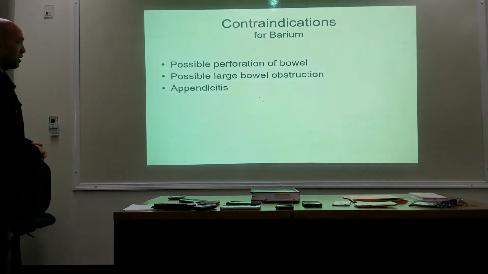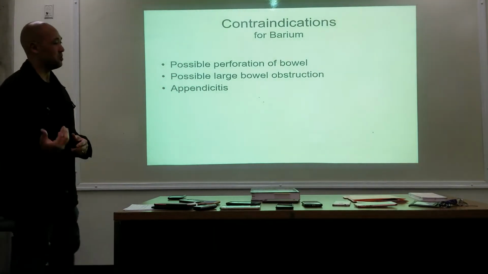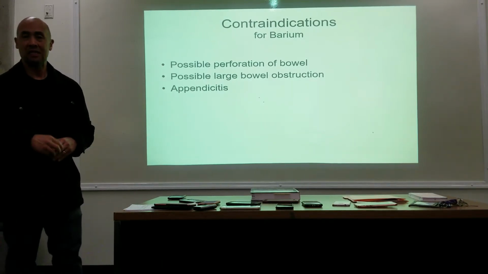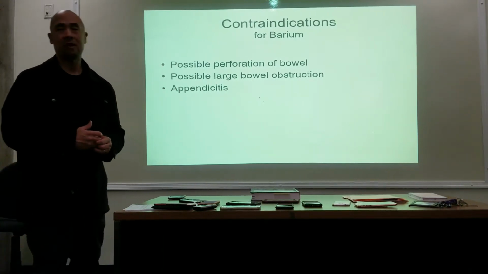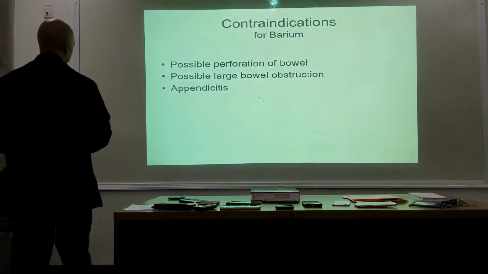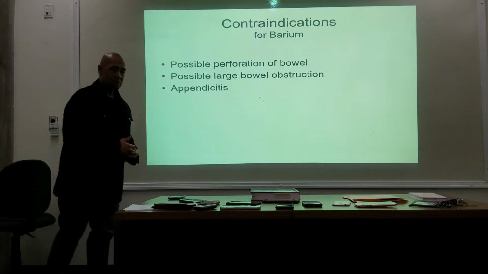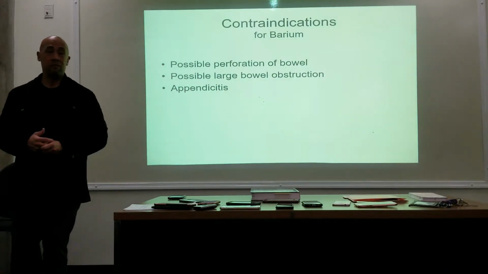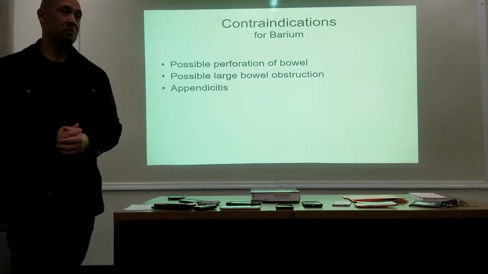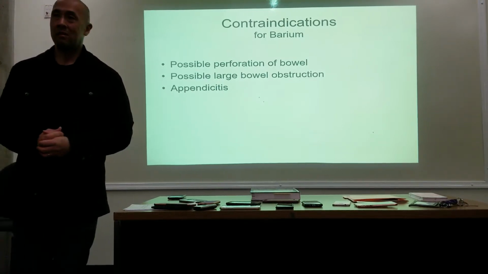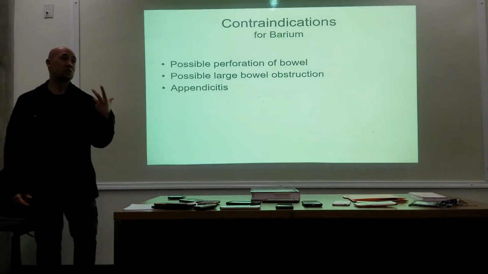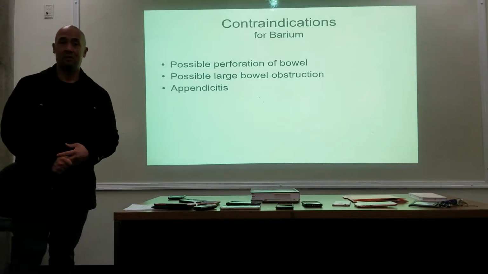Then we have possible large bowel obstruction. Well, if the contrast goes in there, how is it going to get out? Okay, it gets in there, it hardens, now we've got some problems. And appendicitis. Appendicitis is a contraindication for barium because barium gets in there, it can't get out. It can cause severe inflammation. We've already got inflammation, but it can cause worse inflammation.